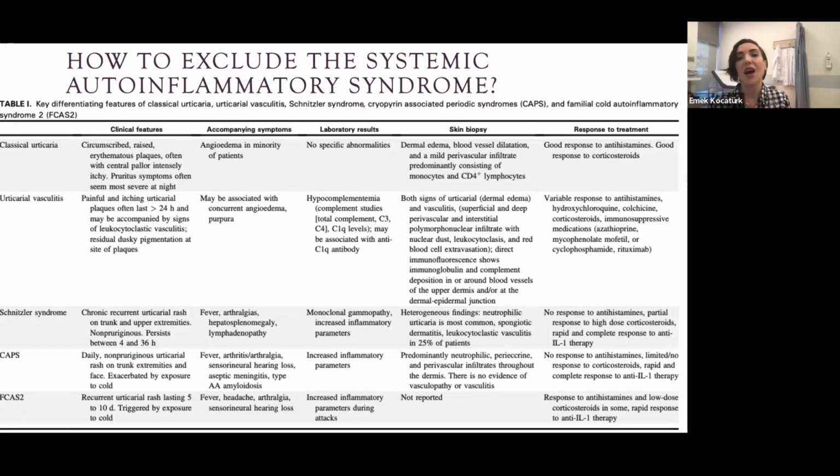So, Andaç, I already mentioned that there can be some types of autoinflammatory syndromes which can manifest with recurrent wheals. So how can we make the diagnosis, or how can we exclude these systemic autoinflammatory syndromes in a patient with recurrent wheals? Yeah, thank you.